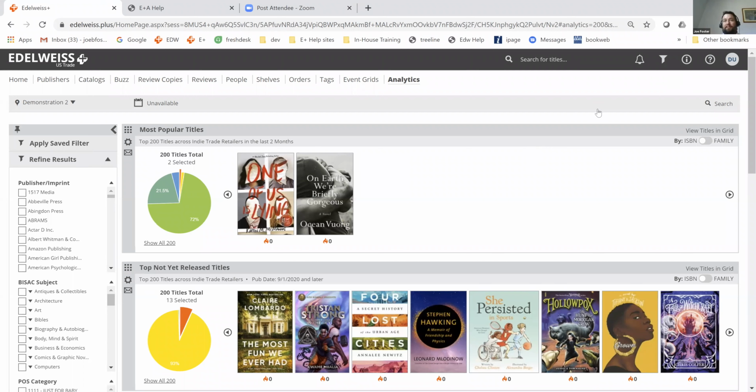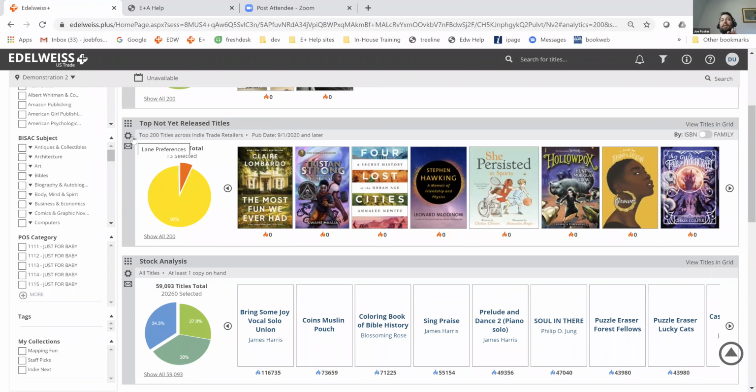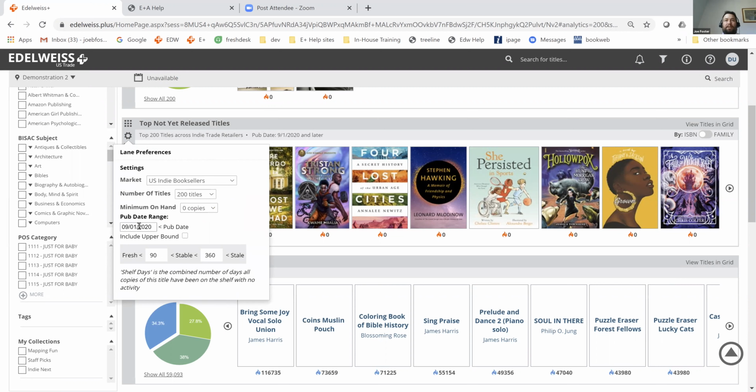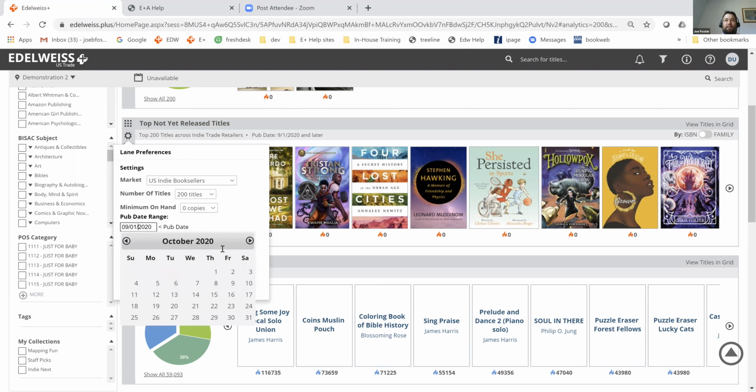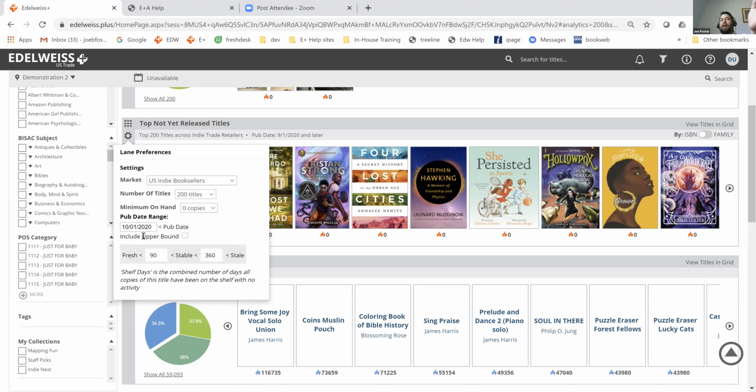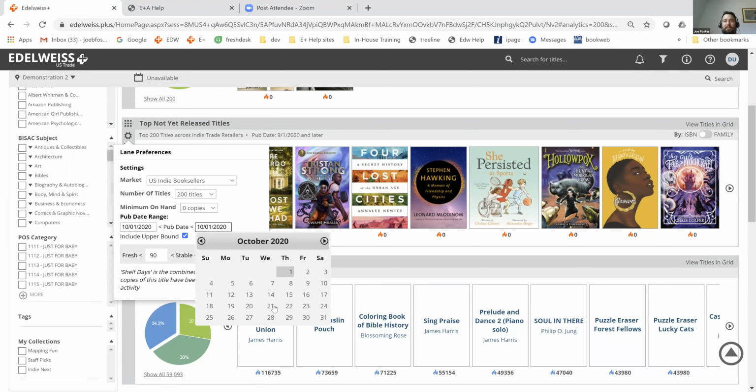For monthly stuff, I really liked using the top not yet released titles a couple weeks before the next month. So, mid-September, look at October releases, and you can do that within here. Set the pub date for 10/1, include an upper bound. So right now it's anything published after October 1st. If you include an upper bound, then it's going to be within the range that you select here.